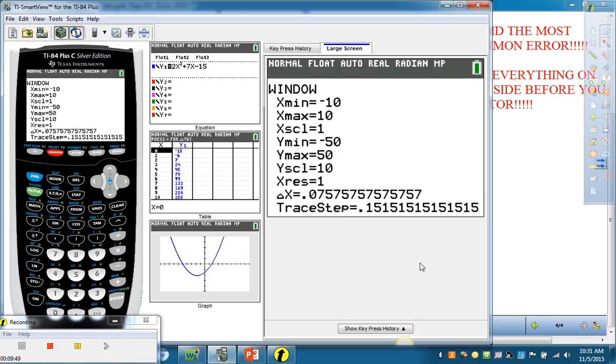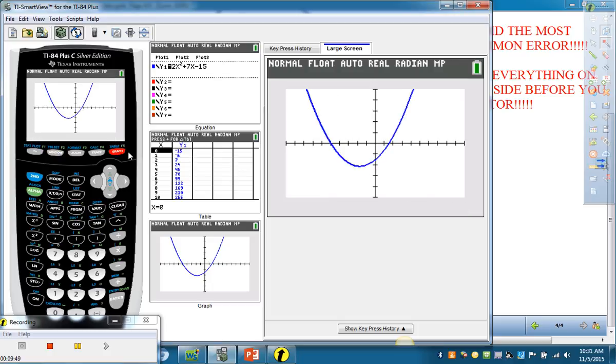Everybody okay with that? Once you have that, press graph, and you have your parabola on the screen. So I picked a value. I knew the y-intercept was negative 15. I knew the vertex, since we're opening up, is going to be lower than that. So I just took a guess at it going way lower, negative 50, so that I would be able to see it better. Your window may be different than everyone else's in the room.